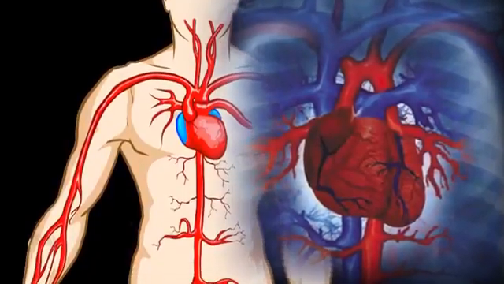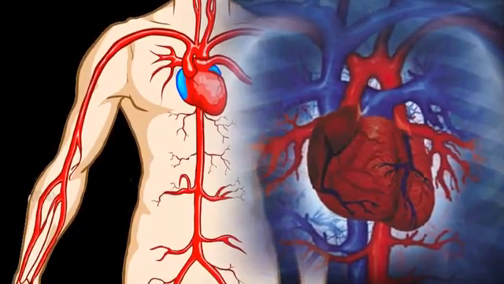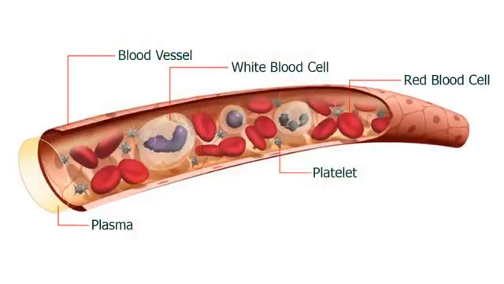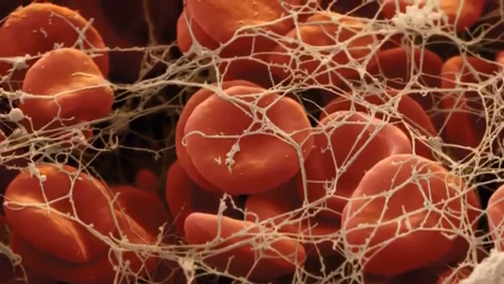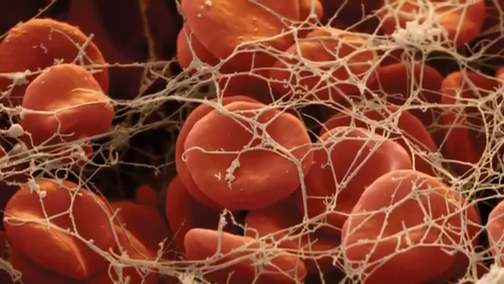An adult human has about 4 to 6 liters of blood circulating in the body. Blood consists of several types of cells including white blood corpuscles or WBC and red blood corpuscles or RBC floating around in fluid called plasma.